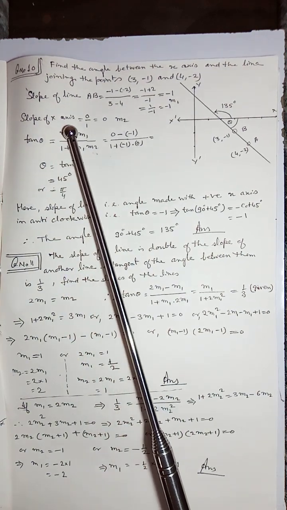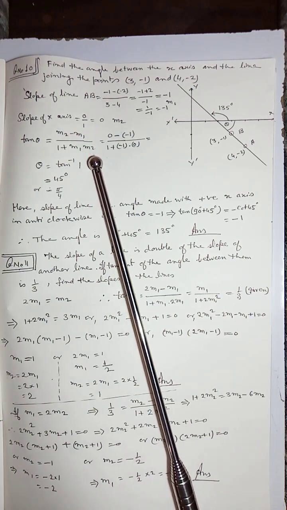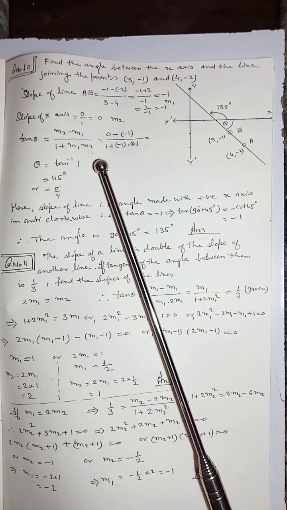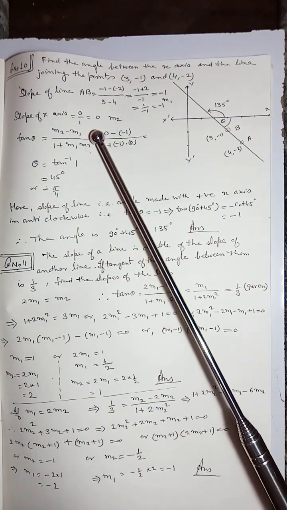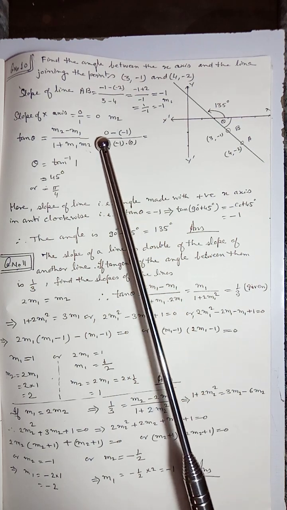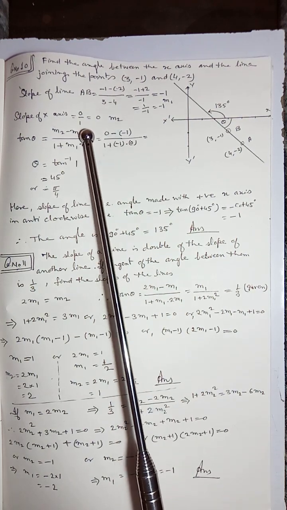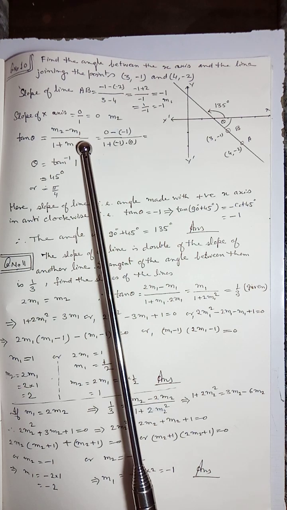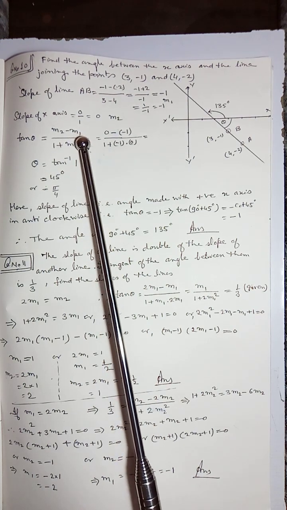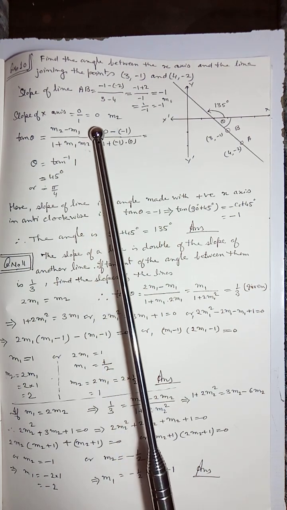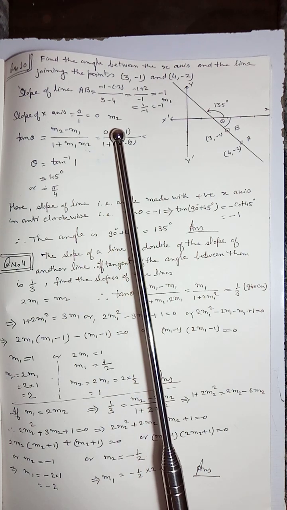Now the slope of x-axis, as you know, the x-axis makes an angle of 0 degrees in the positive direction. So sin of 0 is equal to 0, cos of 0 is equal to 1, so it will be 0 upon 1, which is equal to 0, so m2.